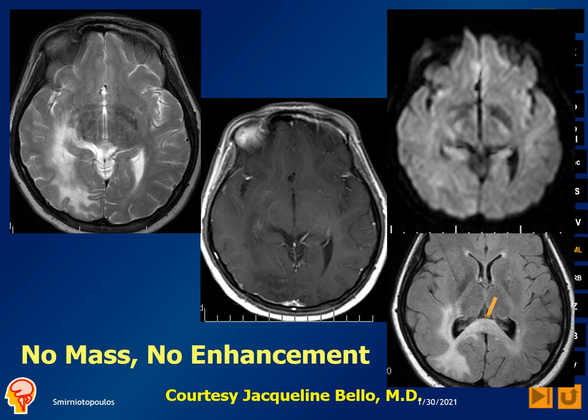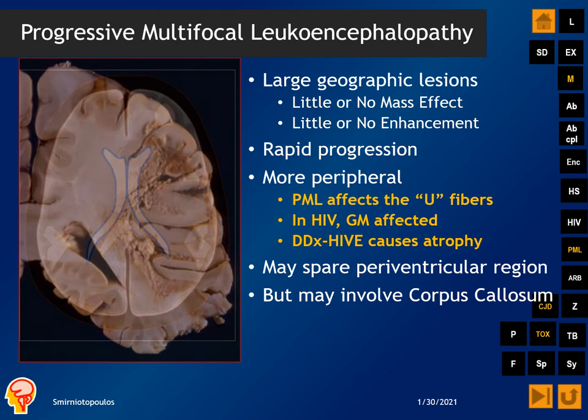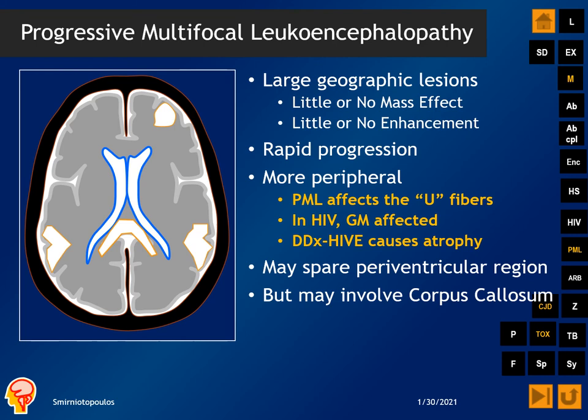This coronal section illustrates how the lesion spares the periventricular area, but goes right up to the gray matter and stops. The JC virus comes from the Papova polyomavirus family. We can do PCR assays on CSF to demonstrate the JC antigen, indicating an active infection. Although PML typically caused death within 6 months, we now know that patients can survive for many years if they are getting highly aggressive antiretroviral therapy. So, PML: little or no mass effect, little or no contrast enhancement, rapidly progressing, and it spares the gray matter, but it may involve the corpus callosum.